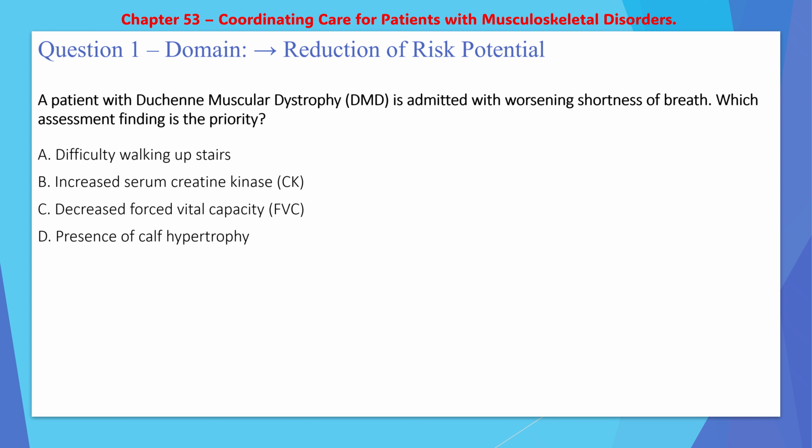We're finally in questions. Question 1, domain: reduction of risk potential. A patient with DMD, Duchenne muscular dystrophy, is admitted with worsening shortness of breath. Which assessment finding is the priority? A, difficulty walking upstairs. B, increased serum creatine kinase. C, decreased forced vital capacity. D, presence of calf hypertrophy.